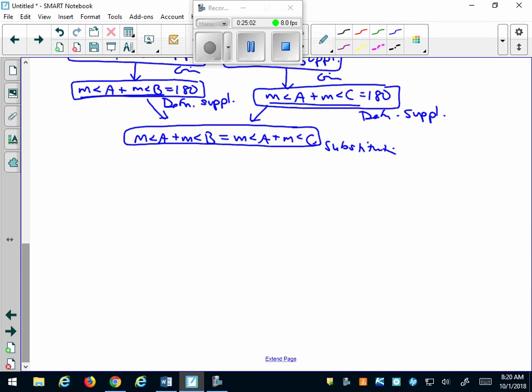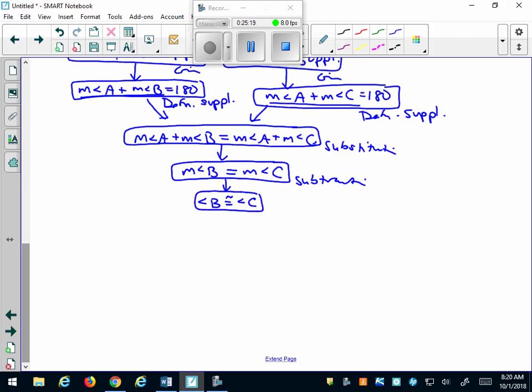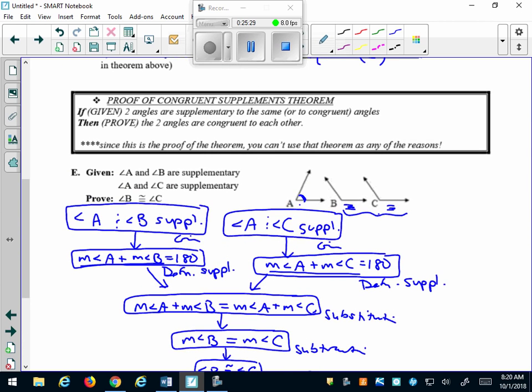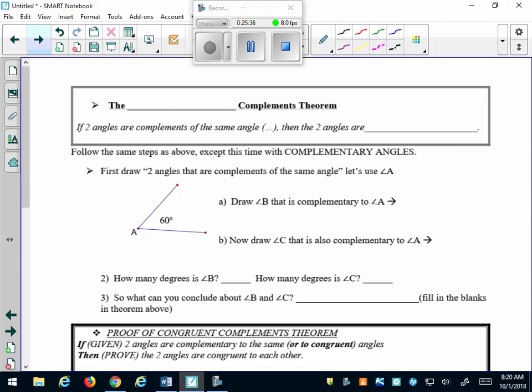So now we have the measure of angle A on both sides. We can subtract the measure of angle A from both sides. We get the measure of angle B equals the measure of angle C by subtraction. And then we can say that angle B is congruent to angle C by definition of congruent. Okay, so we've proven that if two angles are both supplementary to the same angle, then they are congruent to each other.